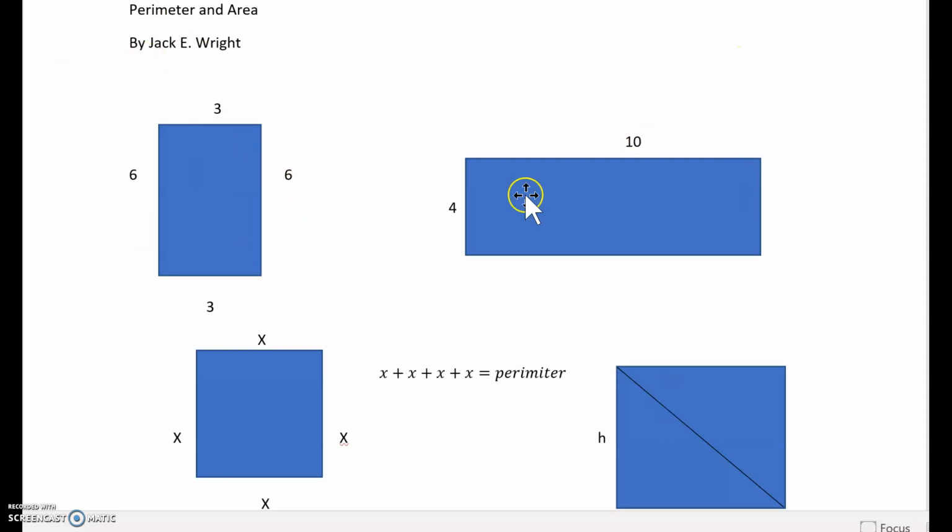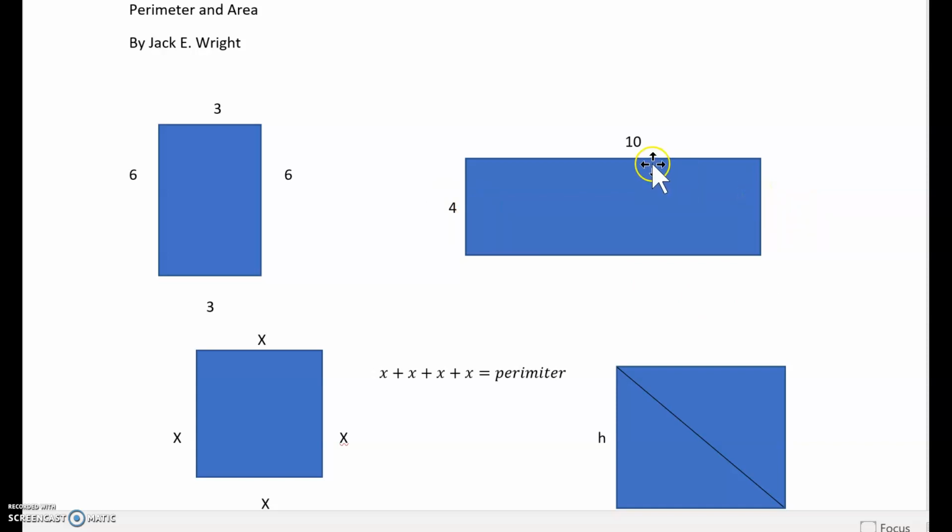And for this one, since it has 4 sides and it's a rectangle, this side is equal to this side right here, and this side is equal to this side. So for the perimeter of this one, it would be 4 plus 4 plus 10 plus 10. 10 plus 10 is 20, plus 4 is 24, and then plus 4 is 28.